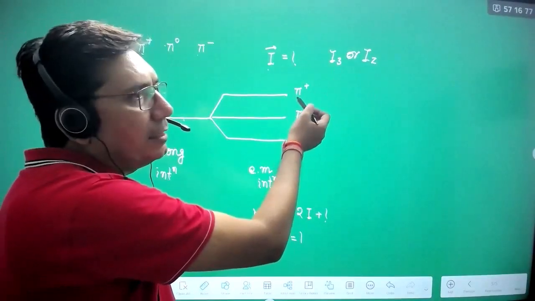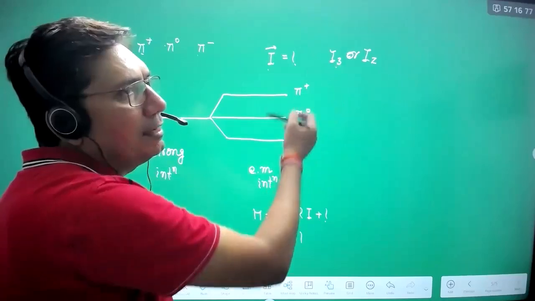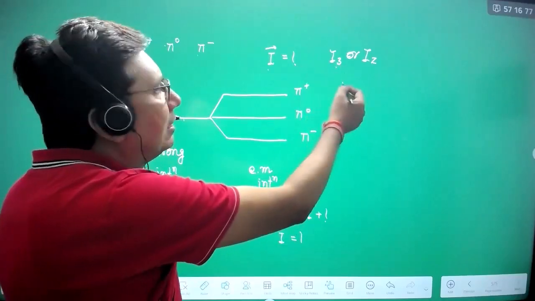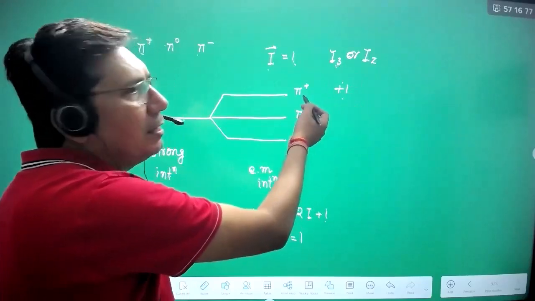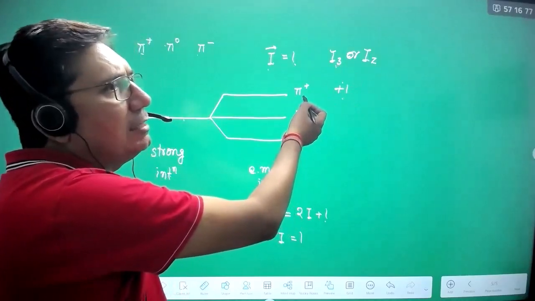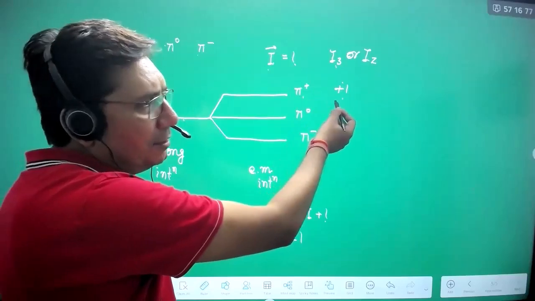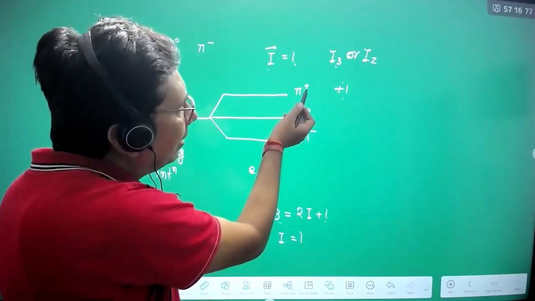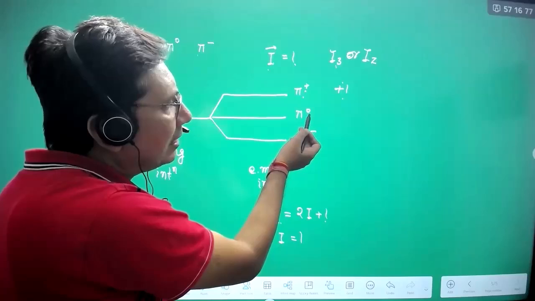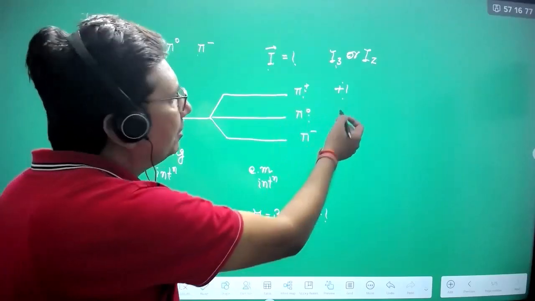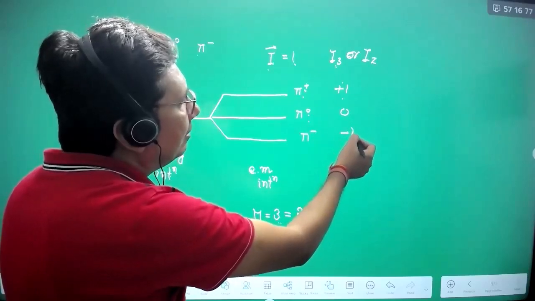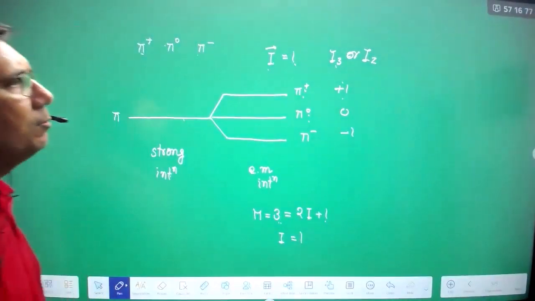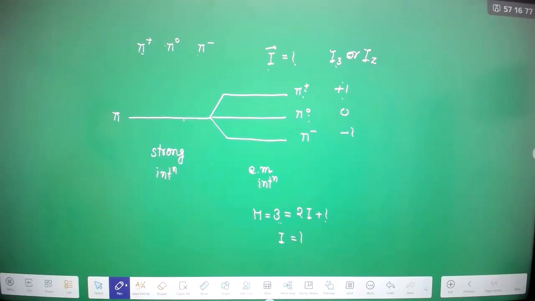Highest charge carrying particle will carry highest value of I3. What is the highest value of I3? That is +1. So the highest value of I3 will be possessed by the particle which is having the highest charge. This is a convention. Next, the charge is less than plus, it is 0, so it will be 0 here, and then lesser charge further, that will be -1. So it will be +1, 0, and -1.